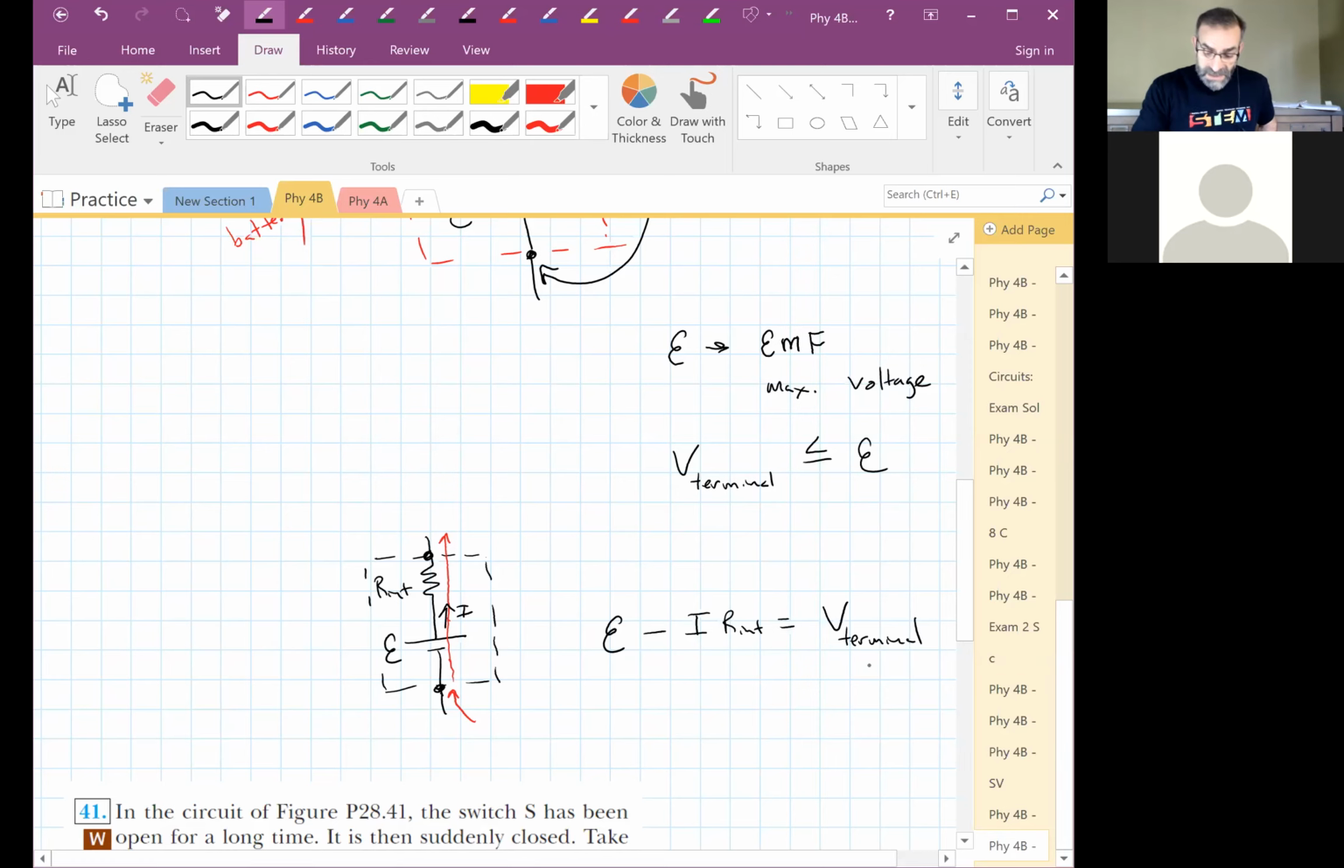Now you can see that these are equal when I is 0. If I is 0, then the terminal voltage equals the EMF of the battery. As soon as you start to flow some current, if that battery has internal resistance, the voltage across the terminals drops a little bit. And the more current you flow, the more it drops. The battery tries to maintain a constant potential difference, but it struggles to do that as the current increases.